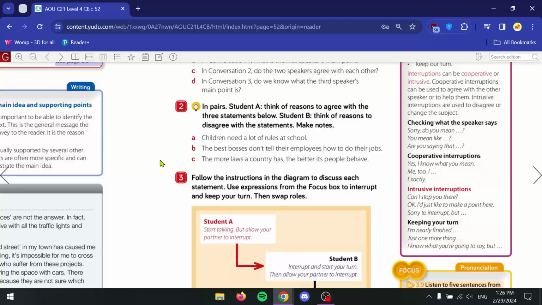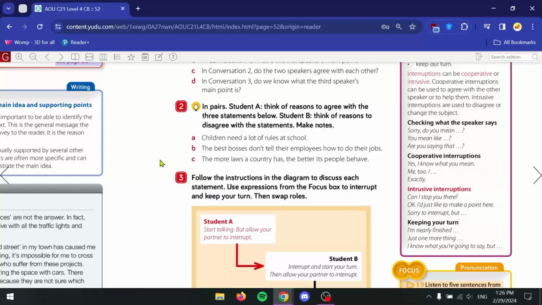Let's go to B. The best bosses don't tell their employees how to do their jobs. I'll choose a positive for this. I'd say that's good because, like we said, again, it tells employees that they can be flexible and creative with how they do things. As long as the work is getting done on time, that's really all that matters. Okay? So you'd have to give me a negative point on that.